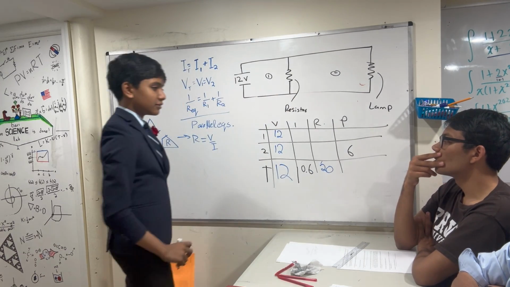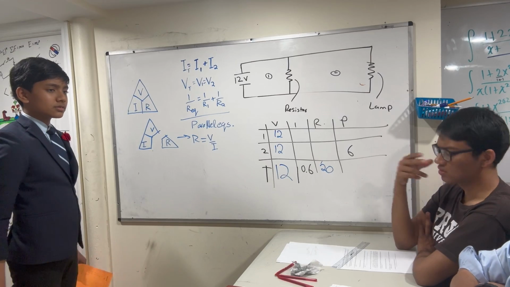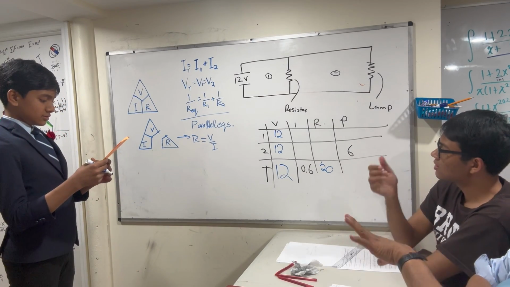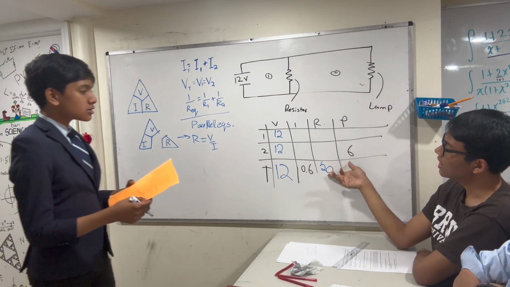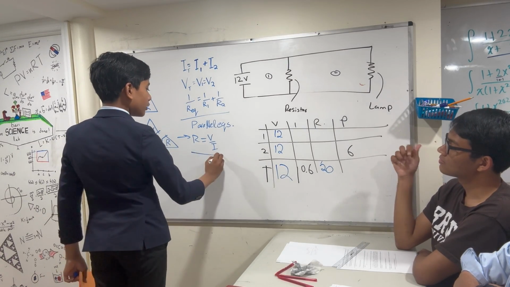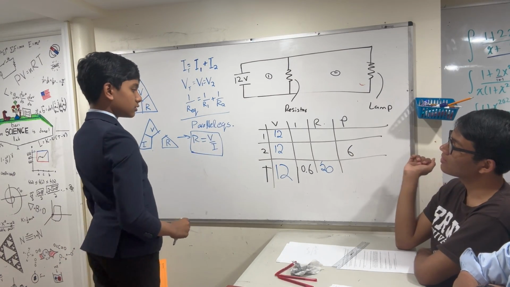Okay. So this should be 20 ohms. Yeah, that's true. No, it is 20. How did you do that? R equals V over I. Okay, plug in the V and plug in the I.